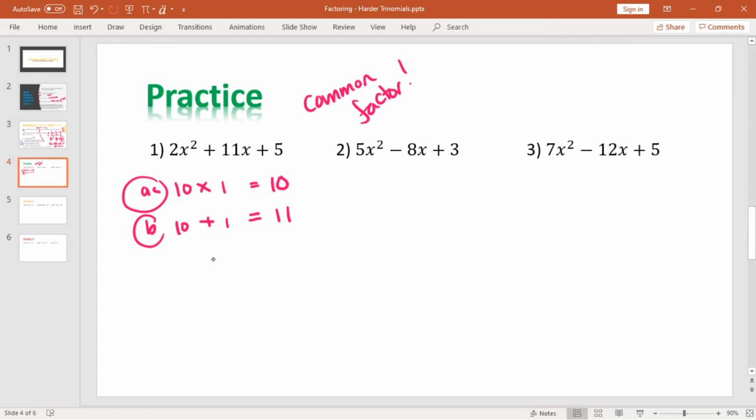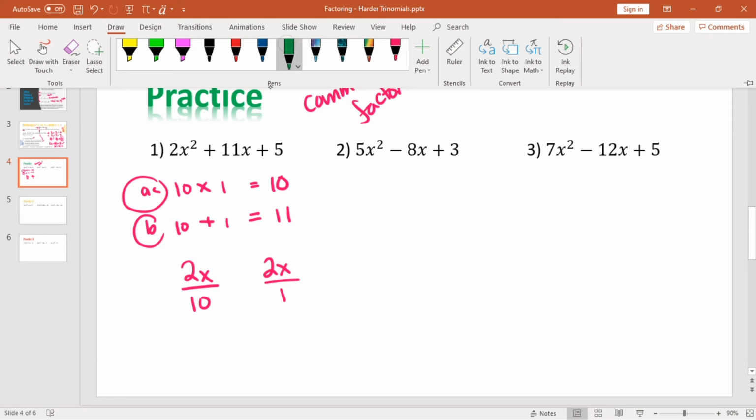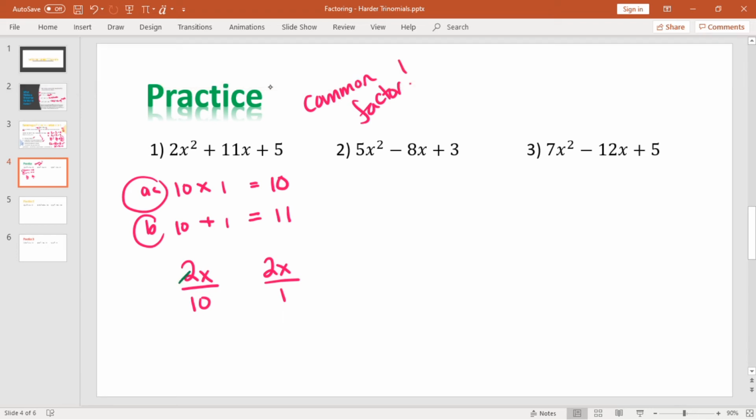But it's not. So we write down ax twice as numerators, and we write down our two factors that we solved for, 10 and 1. Now, we're going to go through, and if we can reduce the fraction, we will. 2 over 1 doesn't reduce, but 2 over 10 could be 1 over 5. And then we're going to write that down as our answer. So our first binomial is the numerator plus the denominator, and our second binomial, numerator plus denominator. And that's your answer. And make sure you check it.